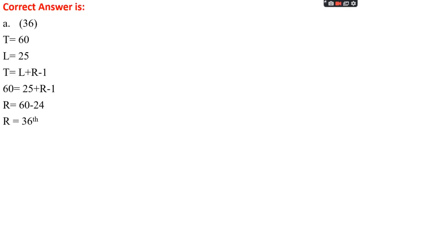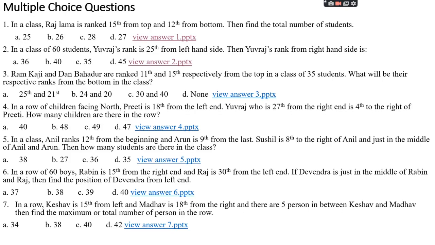We all know the formula for getting the total number of students: left hand side rank plus right hand side rank minus 1. By placing the values in the formula, we get that the right hand side rank of Yuvraj is 36.